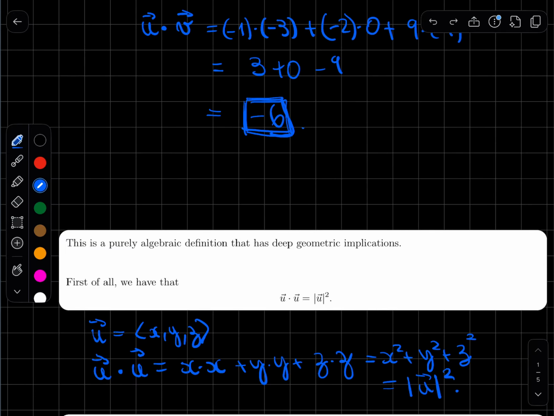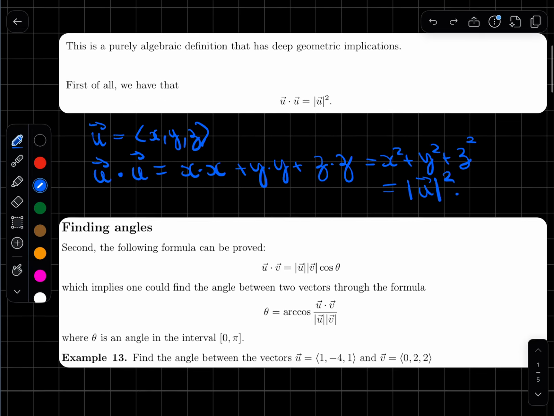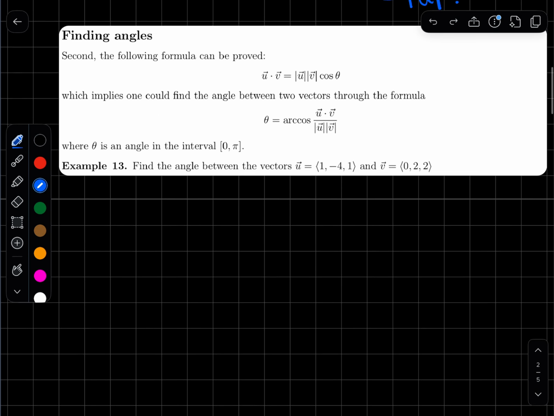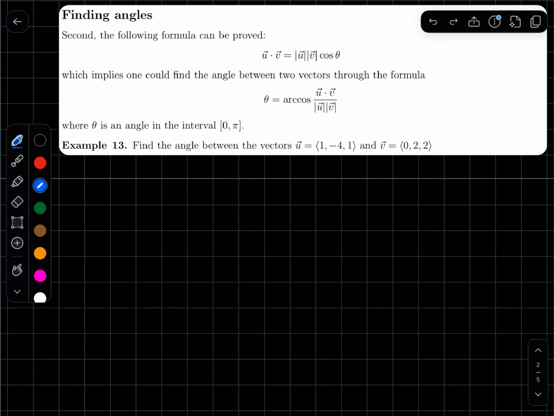So I think that's already some interesting geometric connection between the dot product and the geometry of the vector, as I've said. Now, something a little deeper, something a little bit more interesting is how to find angles, okay? Let's begin by talking about this. This is a formula. You can prove this. Maybe I can give you a taste of how to prove it.